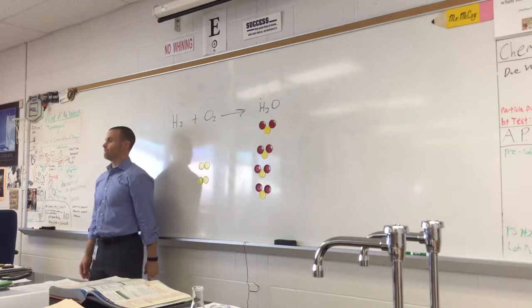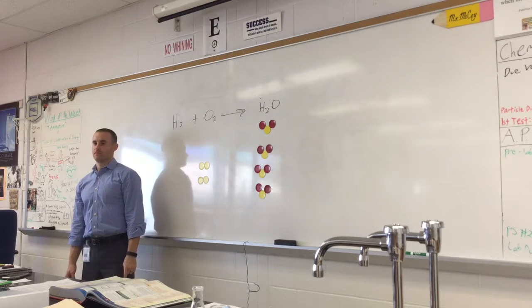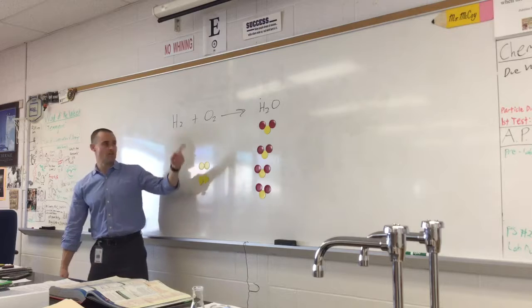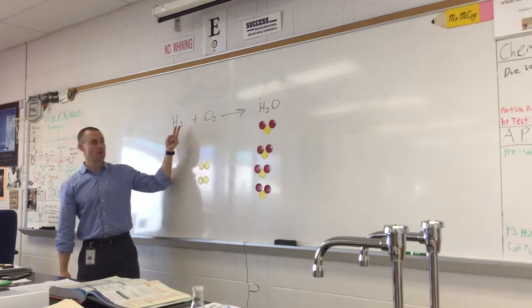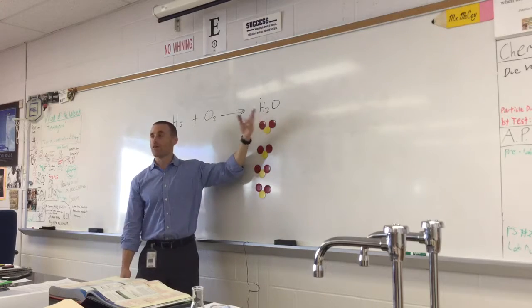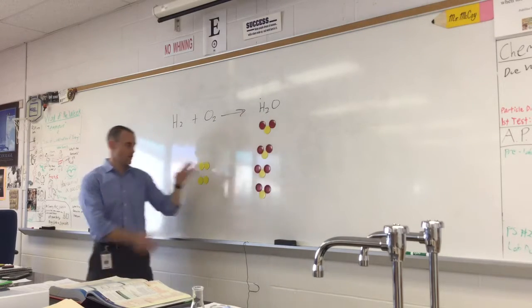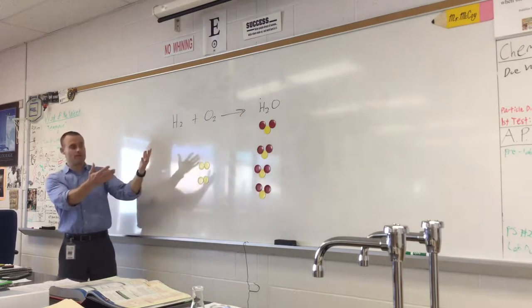Why? Because you only need half of them to make water, because it's only 1 oxygen. So it's 2 for every 1. So 2 to 1. That's why all the hydrogen is gone. It uses all of it because you need both.